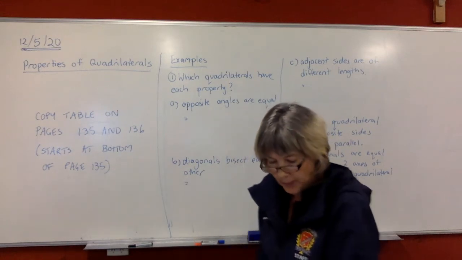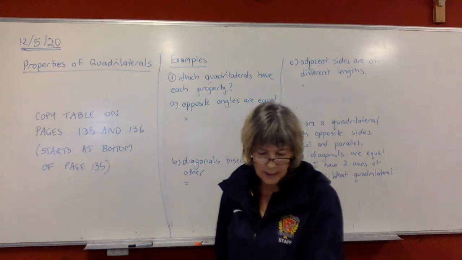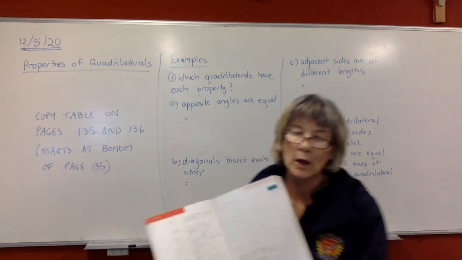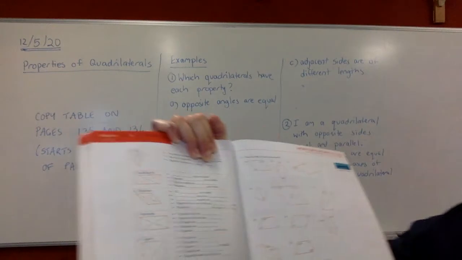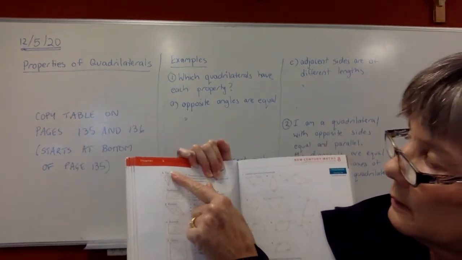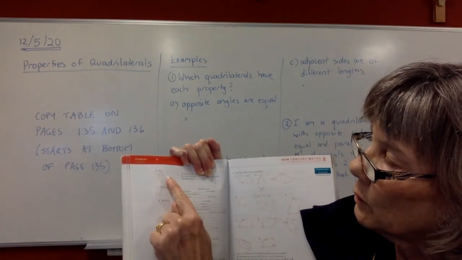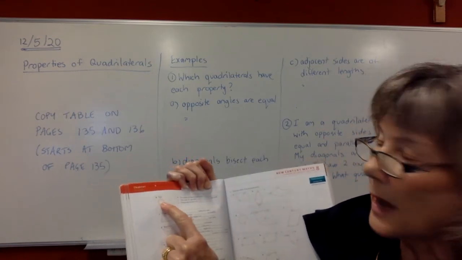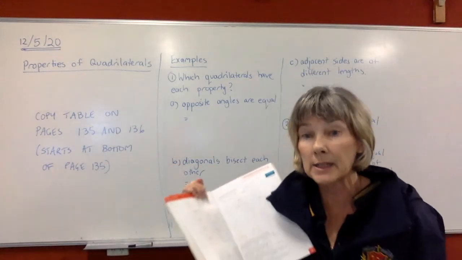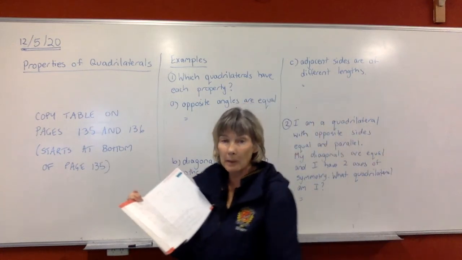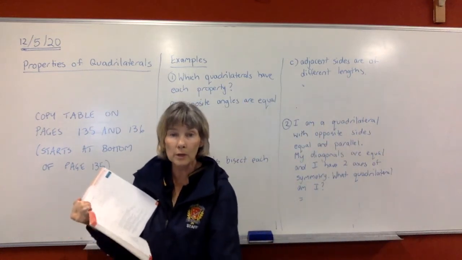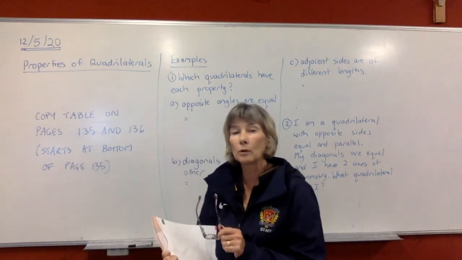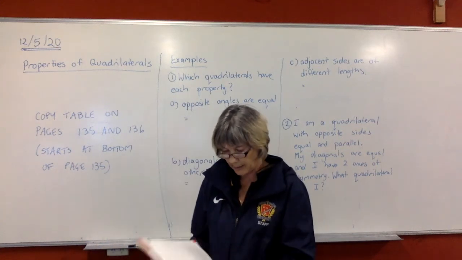In the third dot point it says diagonals intersect at... So the diagonals go from one corner to the opposite corner. That's one diagonal, and one corner to the opposite corner. The diagonals intersect at right angles. You can actually see the little right angle in there that they've marked. Okay, so they cross at right angles. Intersect or cross at right angles.